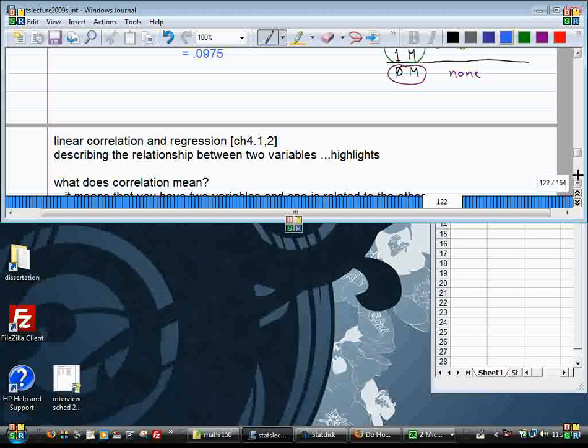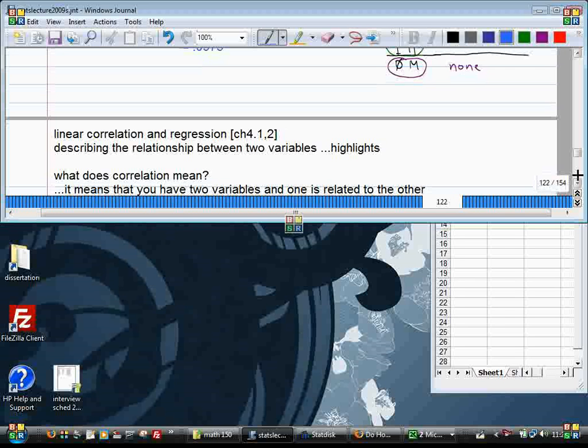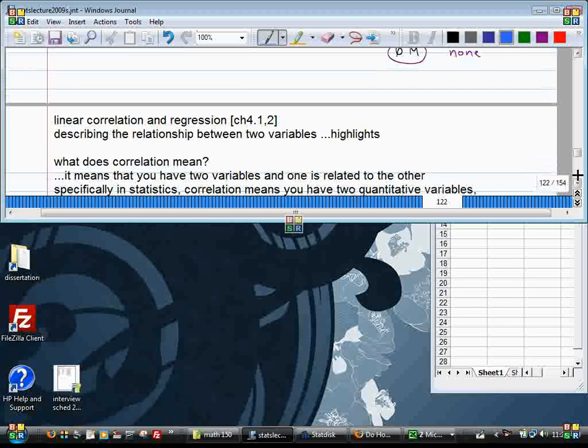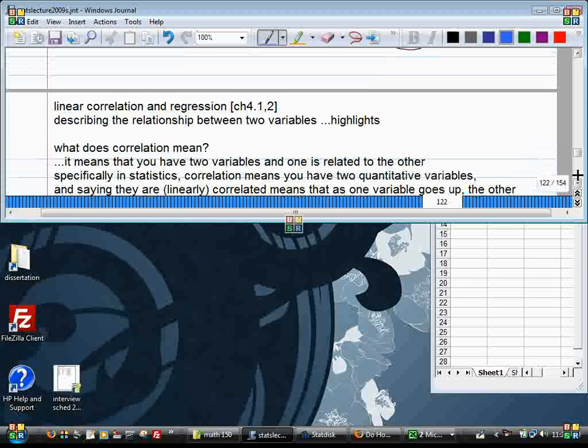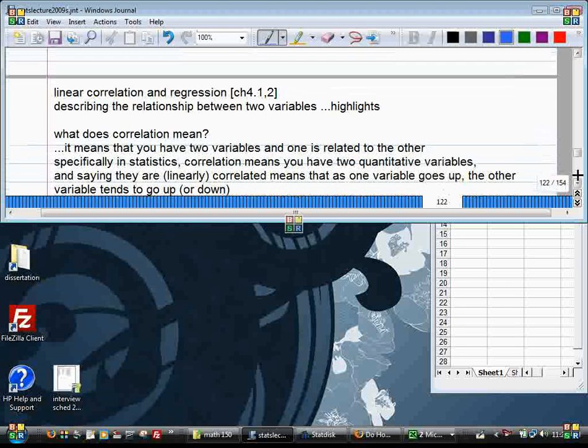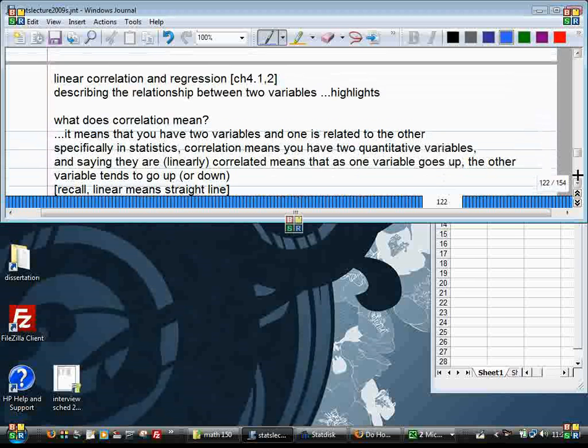So what is that talking about? What does correlation mean? It means that you have two variables and one is related to the other. Or to be more mathematically precise, correlation means you have two quantitative variables, and saying they are linearly correlated means that as one variable goes up, the other variable tends to go up or down. And again, we'll call it linear, meaning straight line.